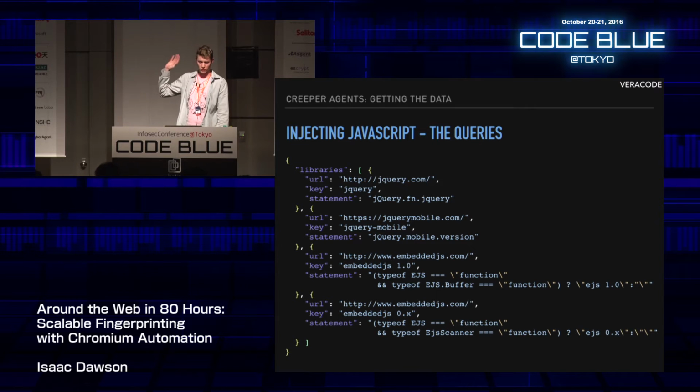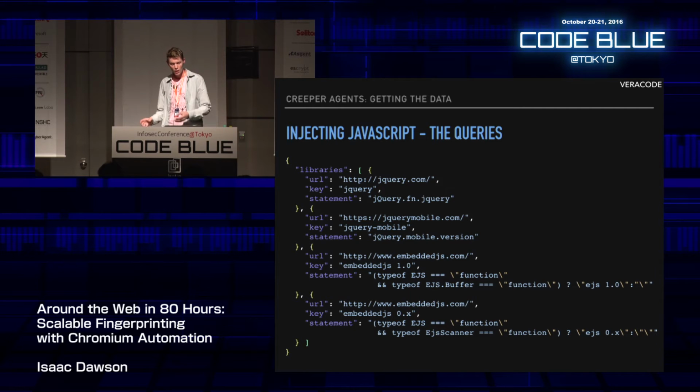So some of these queries are really easy. This is the library that I use. There's 3 properties: the URL, the key, and the statement. The statement is what's actually being injected into the browser window context. And some of them are very easy to get the version information. For example, jQuery, you just do jQuery.fn.jquery, and it returns a string to you.